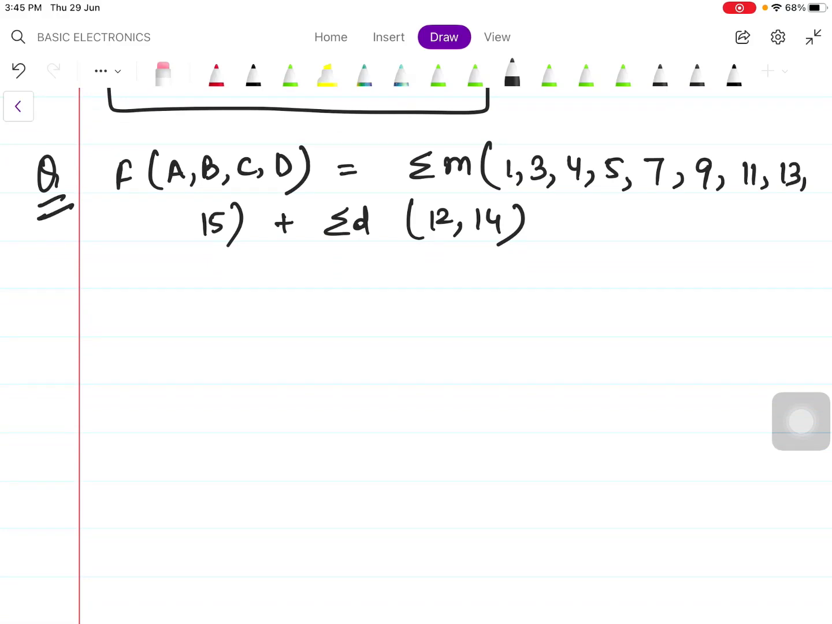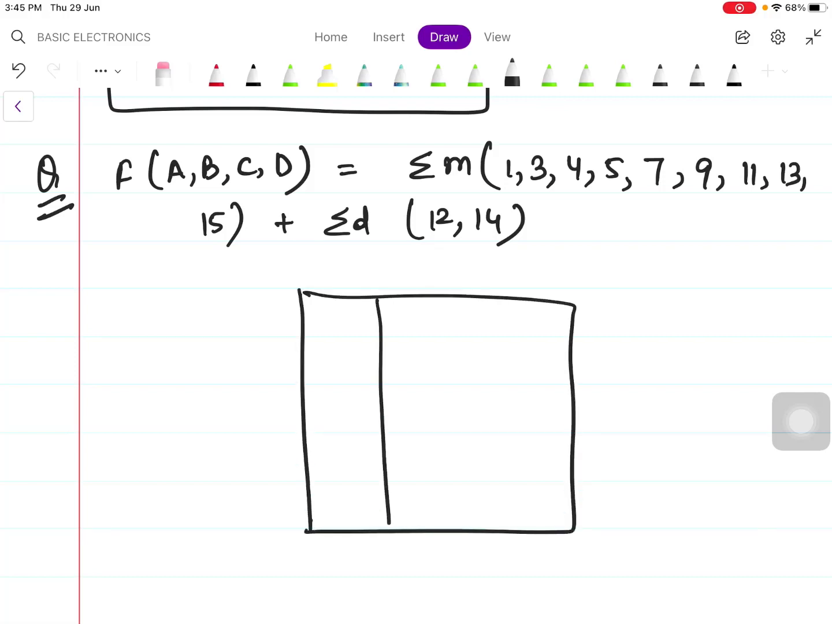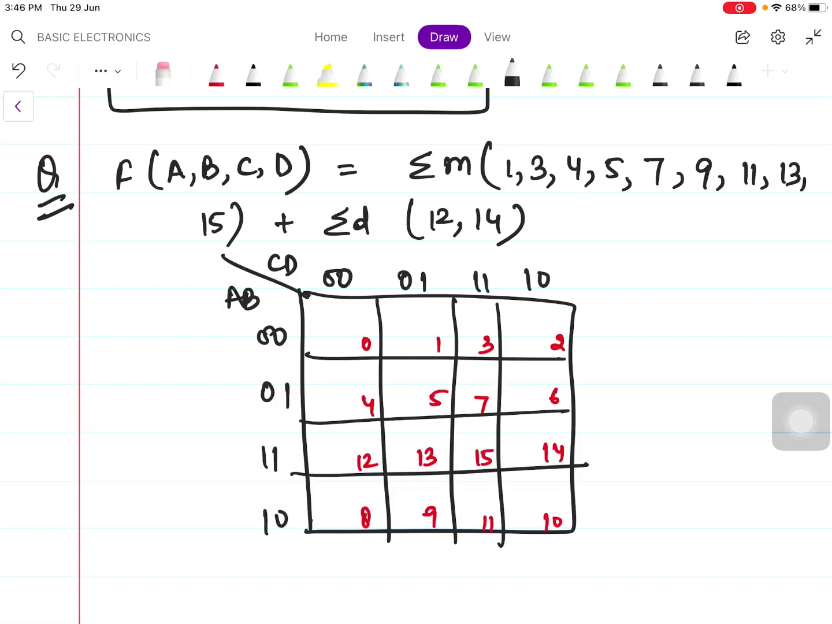First of all, looking at the question, have we all realized that it is a 4 variable K-map? I hope yes, because f is a function of 4 variables. So let us first draw the structure of the 4 variable K-map very fast, and let's mark the min terms 1, 3, 5, 4, 7, 9, 11, 13, 15, and some don't cares are given, that is 12 and 14. So in the place of don't cares we put a cross.